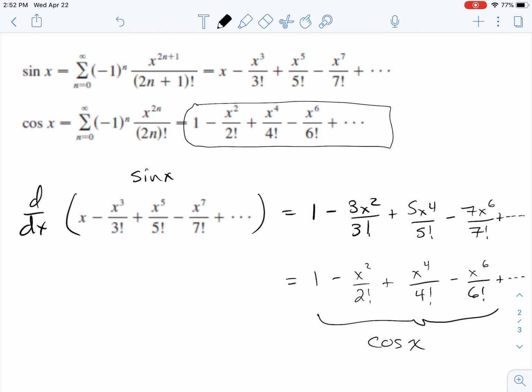And if we wanted to, we could take the integral of sine and we'd get negative cosine, and we could take the derivative of cosine and that would give us negative sine. But I think doing one of those is enough to see that these series act exactly like the functions do.